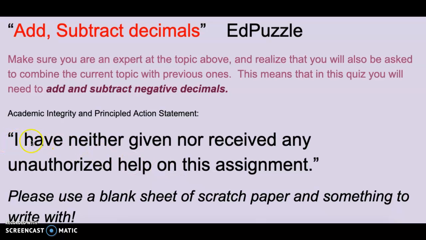So go ahead and type, "I have neither given nor received any unauthorized help on this assignment," in the window.